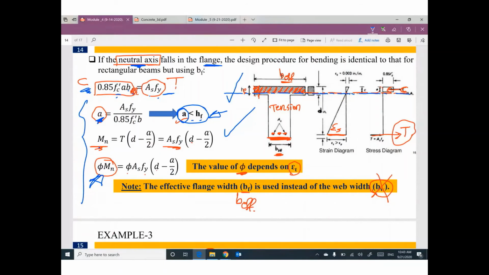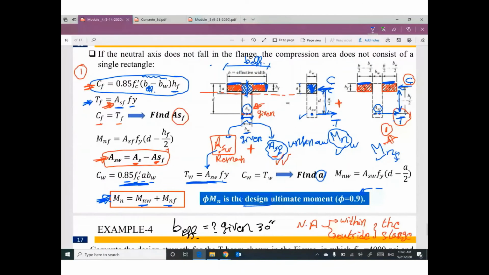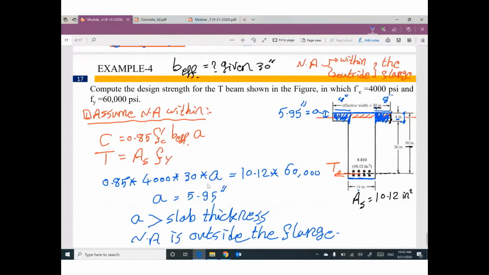But if the neutral axis is outside the flange, we need to do some extra work. We need to break this cross section into 2 parts, first part and second part. I can figure out the nominal moment for the first part, the nominal moment for the second part, and finally the nominal moment for the whole cross section. Both should be added and then multiplied by phi to get the design moment. This module is very critical.